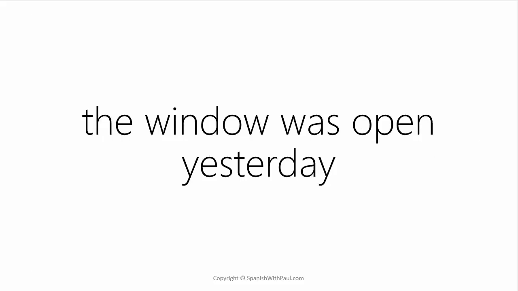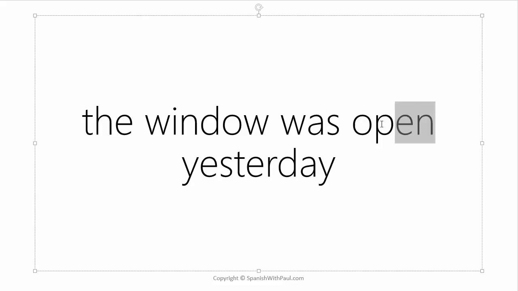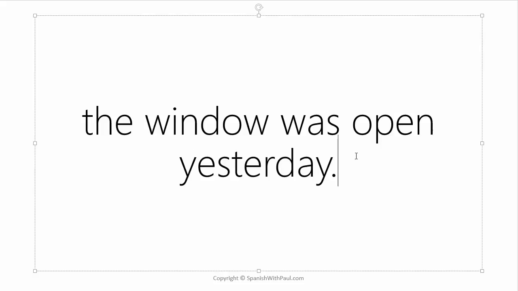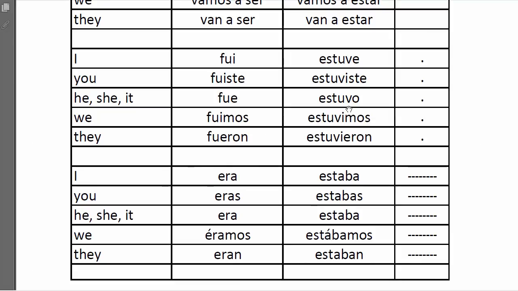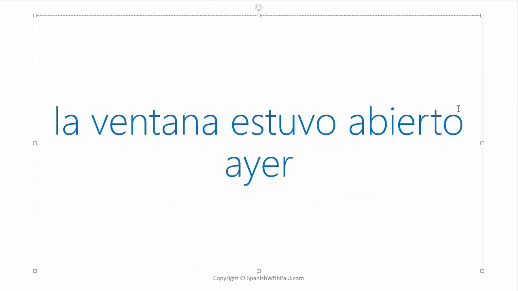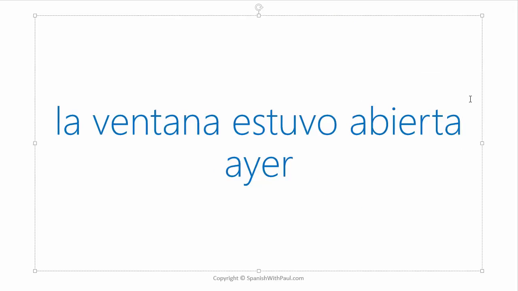Now let's contrast this. The window was open yesterday. Okay, so we know that we're still inside estar because we're talking about this condition of the window, the fact that it was open. But now we have something measurable yesterday. So this means that we have that dot in the past. So now this was is going to be estar with a dot in the past. So we have estar with a dot. This is estuvo for it was. So let's go back again. La ventana estuvo abierta ayer.